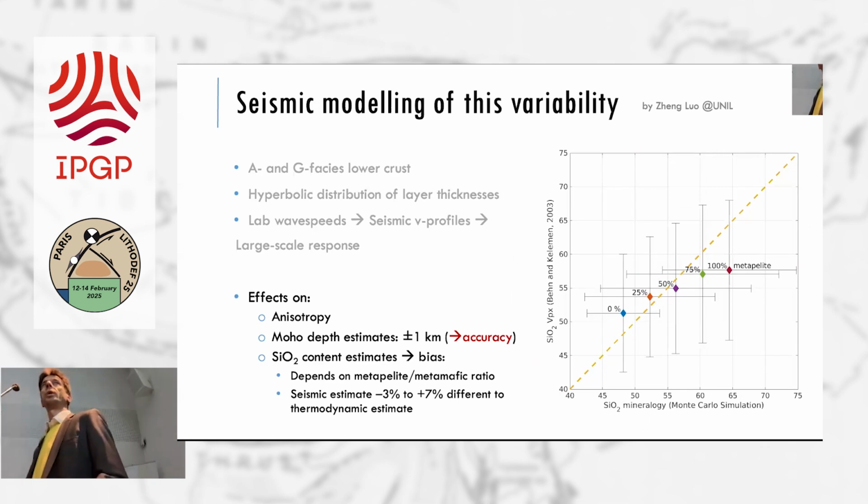In the same way, if you want to estimate the silica content, how felsic or how mafic is the lower crust, you are bound to a couple of percent of error compared to the thermodynamic estimates. So we have to update the approach, how we estimate this kind of property.